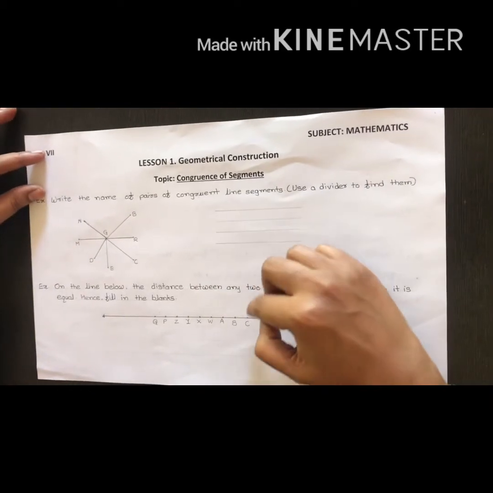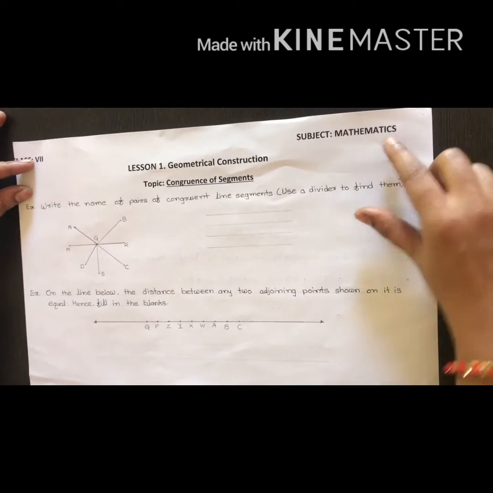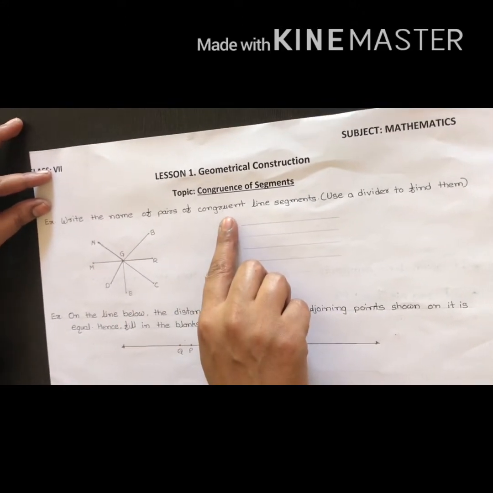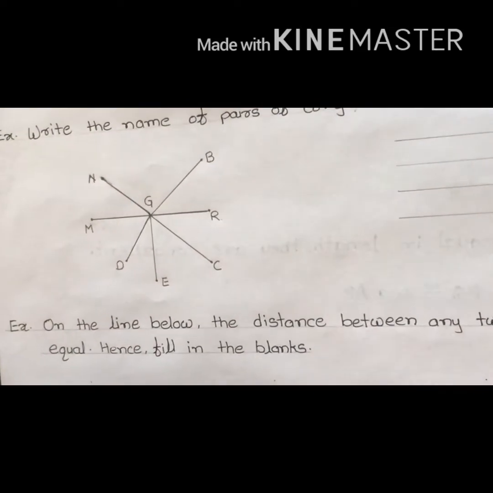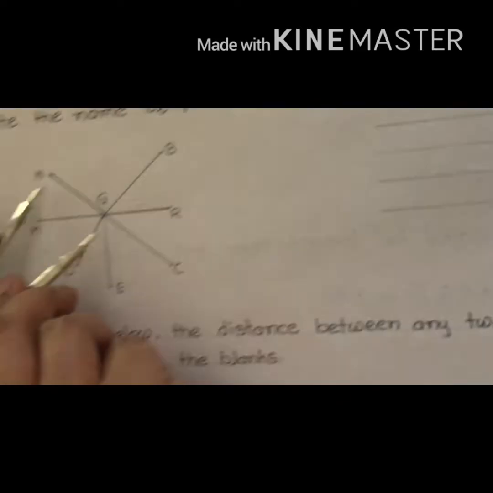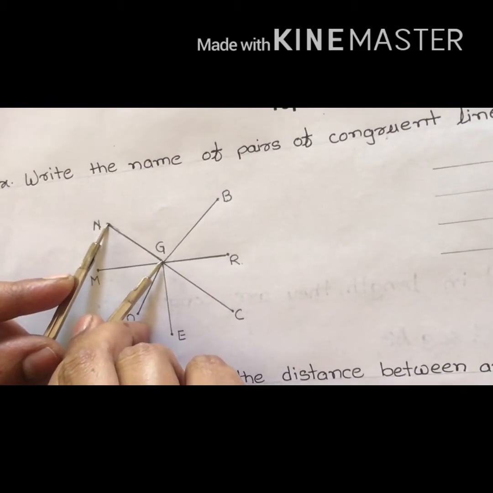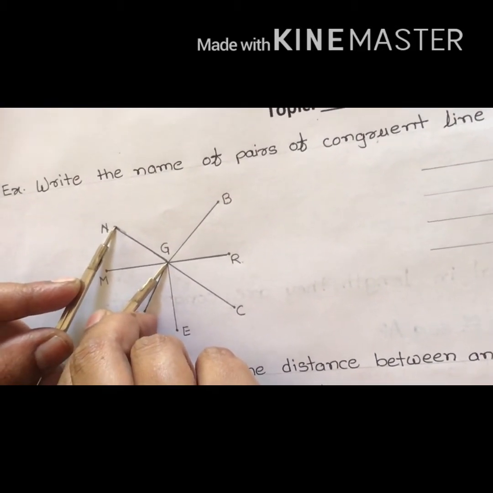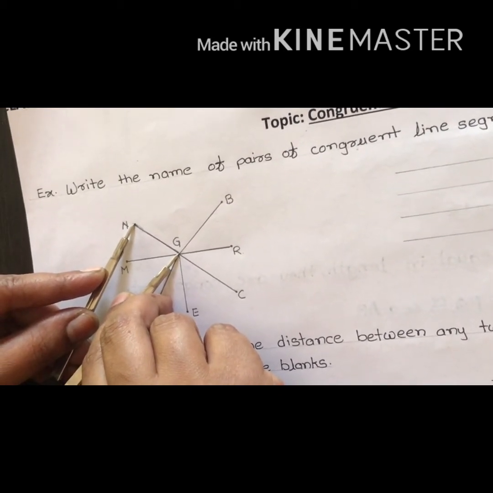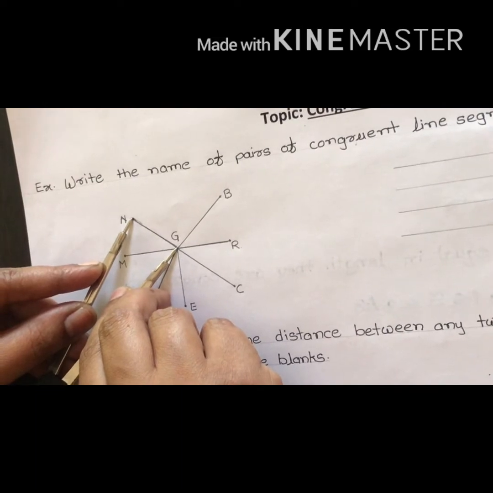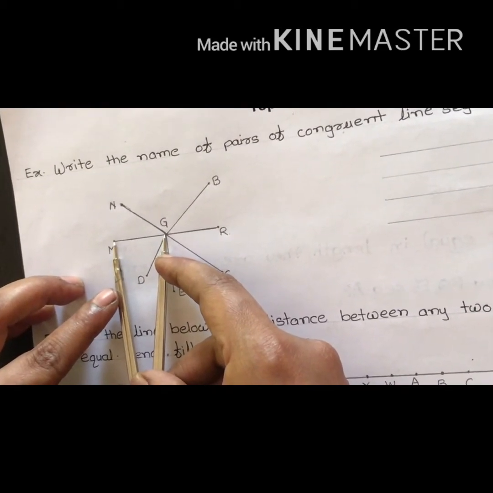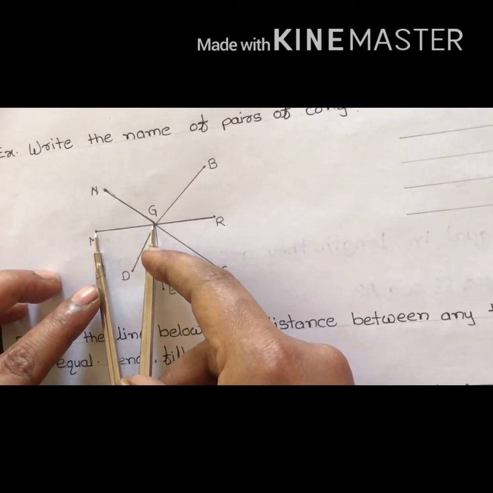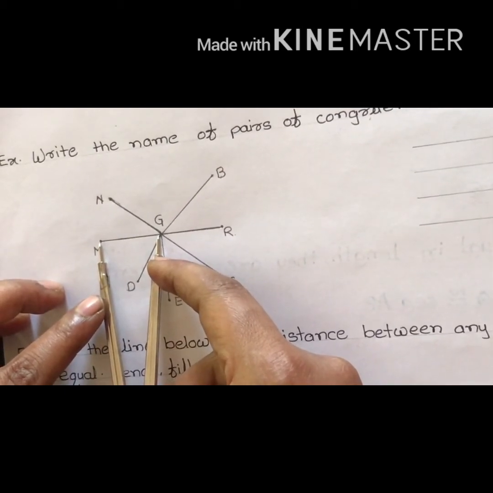Now, here are some examples related to congruence of segment. Let us solve. First example, write the name of pairs of congruent line segments. For that purpose, we have to use a divider. Let us see. We will start with segment NG. Here we will take the distance in the divider. Whatever distance of NG, we will compare with another segment. Let us compare with MG. If you see here, the distance of NG and segment MG is the same.